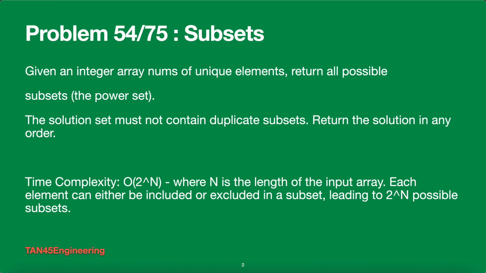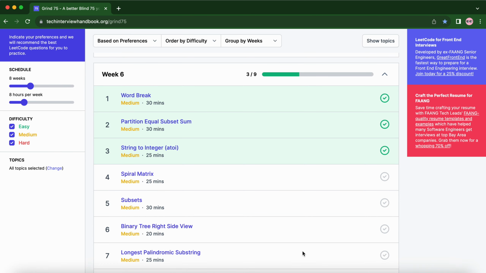So today's problem is on subsets. We have to find out all the possible subsets from a given array. Let's jump into the problem statement, understand it and start solving.